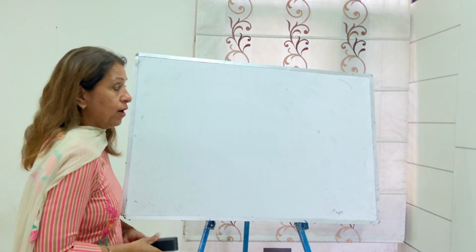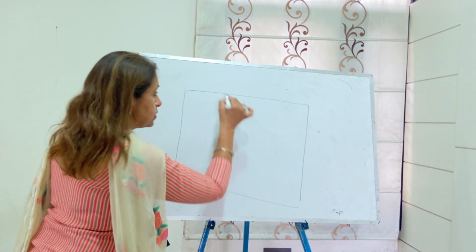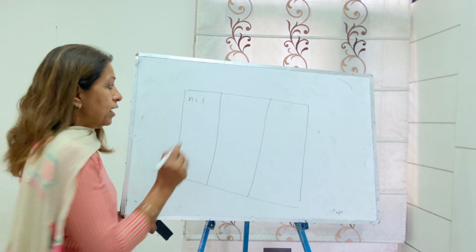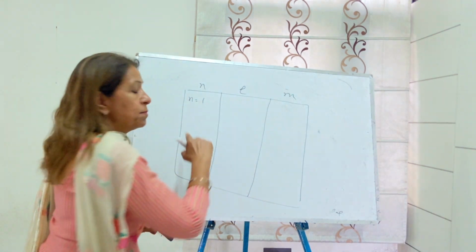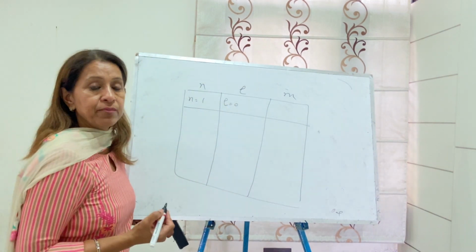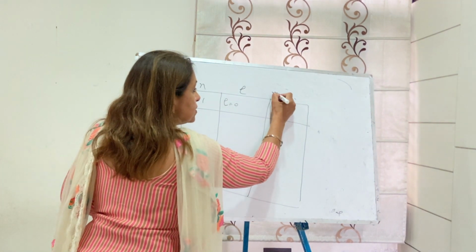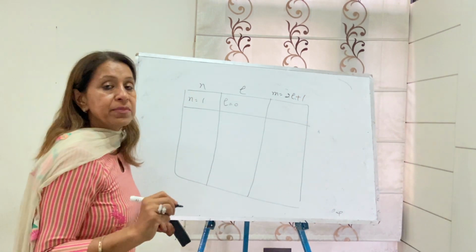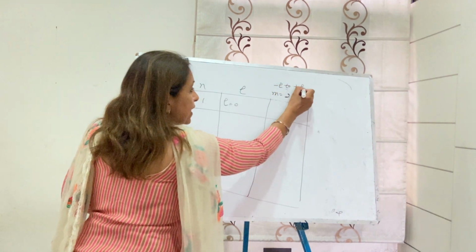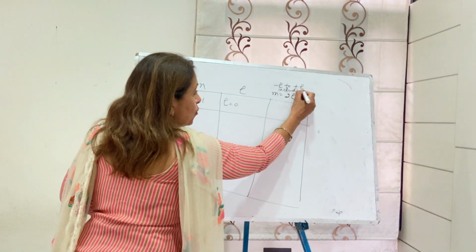Now let us make a table. Expand the table a little. I am taking 3 columns now: principal, azimuthal, magnetic. N is 1, and L is 0. Now what is M? What formula will you apply to calculate M? Either apply the formula M is equal to 2L plus 1, or apply the simple formula minus L to plus L, including 0.